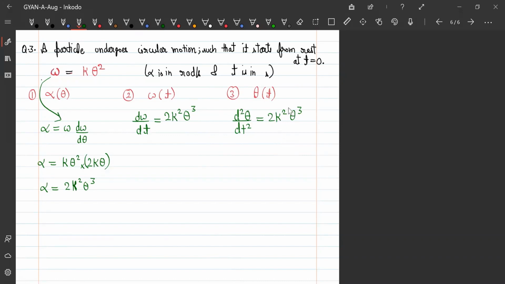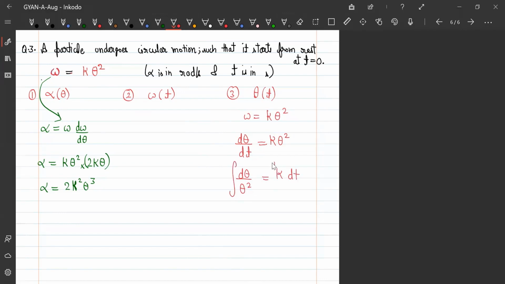Sir, I didn't understand. You can use a simpler method. Did you understand the first part? Okay. So omega is a function of theta, which is known. So we can directly write it from here. Omega is k theta square. So we can write omega as d theta by dt. That is your k theta square. From here we can write d theta by theta square is equal to k dt.